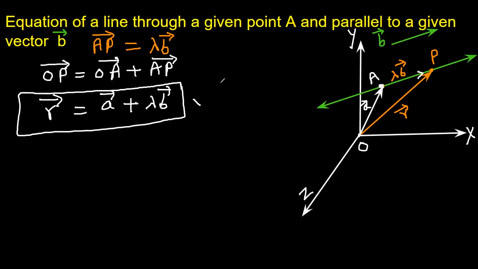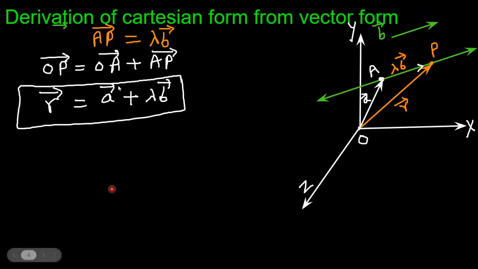So it's very easy, but you must draw the diagram and then write this equation, vector equation of a line. Once you write the vector equation, you would like to change this into Cartesian. So we are going to change this into Cartesian now.